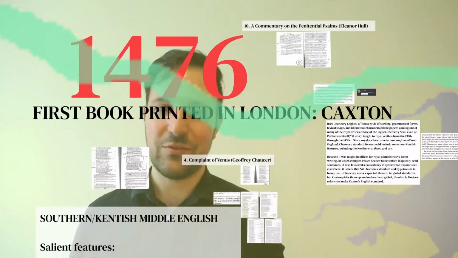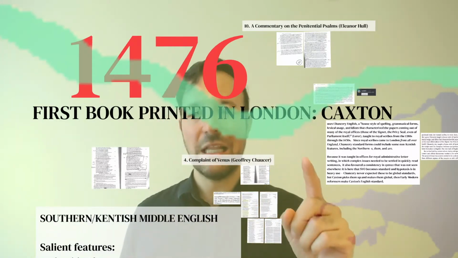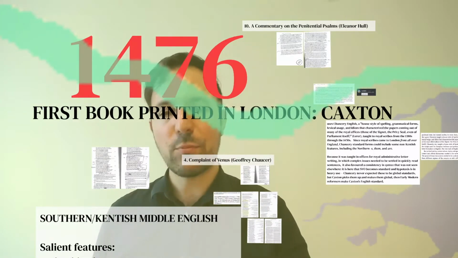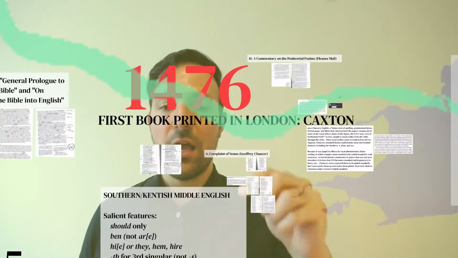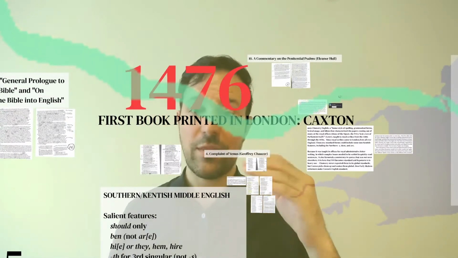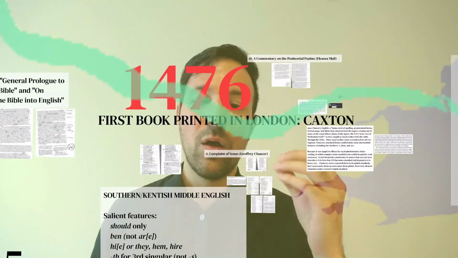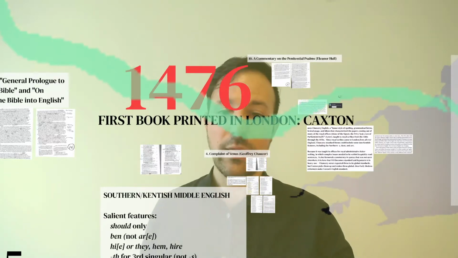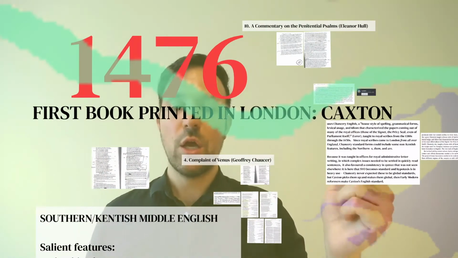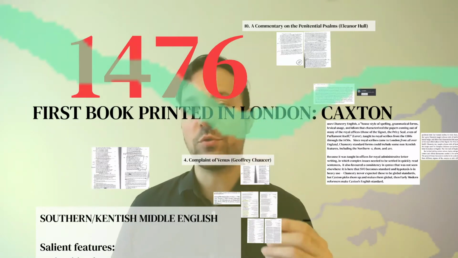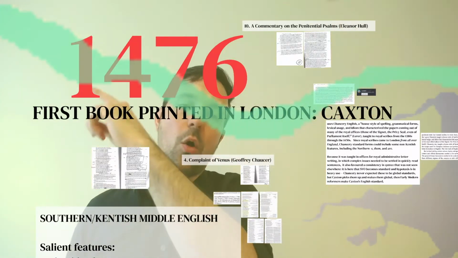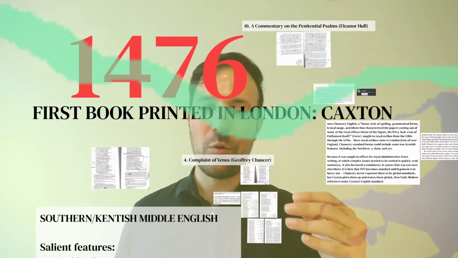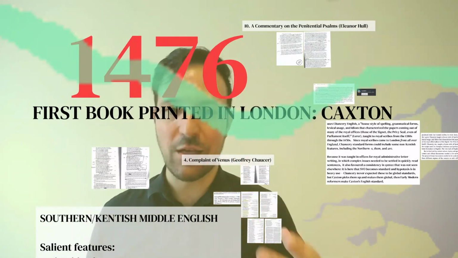And then print happens, right? The first book is printed in London, very important date, 1476, and Caxton is the printer. Because the first book is printed in London, we see in general that the Southern and Kentish versions of Middle English, that is, the more southern forms, become the standard of print for the most part. It is why, in short, Chaucer's writing is so much easier for you to read than Kempe's or Trevisa's or Rolle's, right?